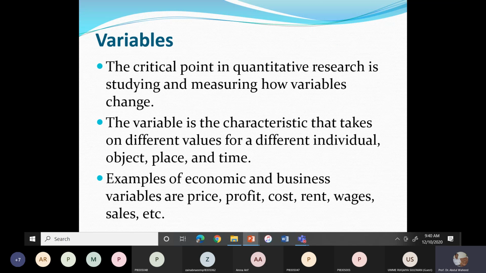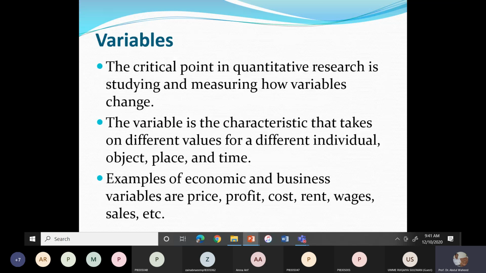First topic is variable. So variable is a characteristic which takes on different values for different individual, object, place, and time. Okay. So price is a variable because it takes different values for different objects. Profit is a variable because it takes different values for different firms. Cost is a variable, rent is a variable, wages, sales. So all these are variables. So these are economic variables.